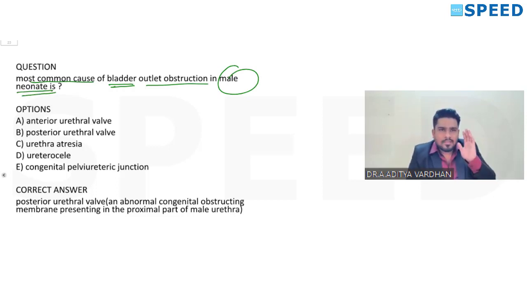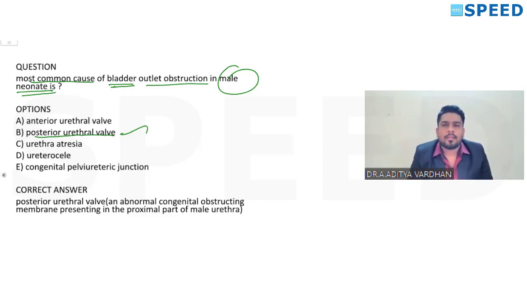It's a single liner question. Most common cause of bladder outlet obstruction in neonatal male is posterior urethral valve. Okay, so if you know that line itself, you can crack this. Otherwise, cracking such a question is difficult because these are factual questions. Factual questions, if you have pre-knowledge, you will be able to crack. Otherwise, it's very difficult. Sitting in the exam and trying to crack a factual question is very, very difficult.